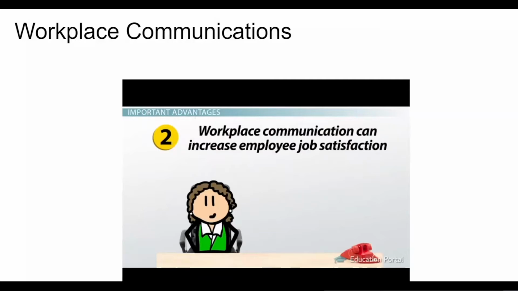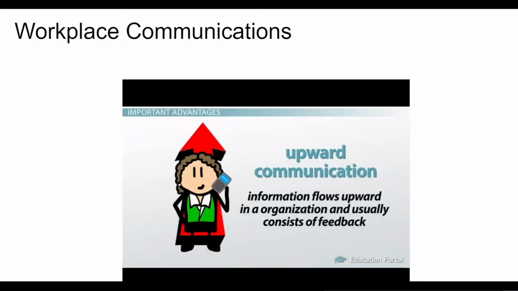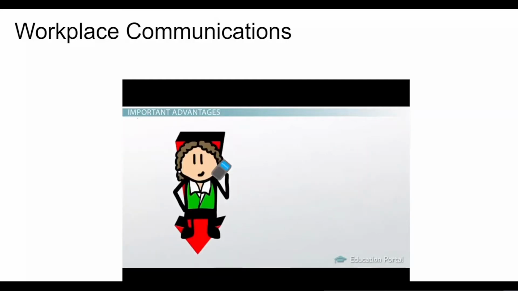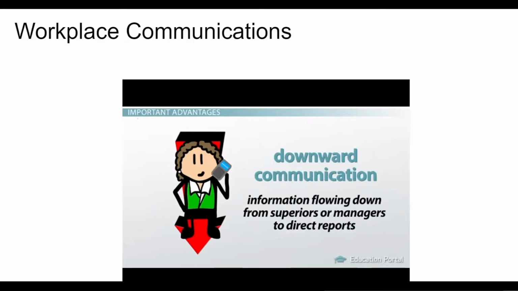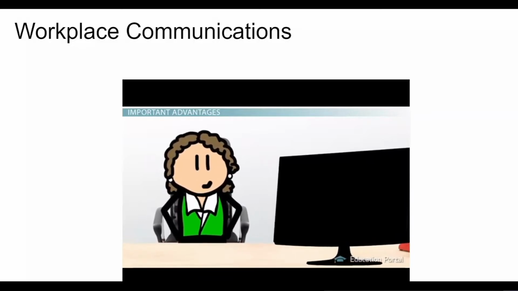Number 2, workplace communication can increase employee job satisfaction. Employees feel empowered if they're able to have upward communication. This type of communication is when information flows upward in an organization and usually consists of feedback. If bosses or managers are able to listen to employees and respond, this leads to an increase in employee job satisfaction. In addition, employees are also happy if there is intense downward communication, which is information flowing down from superiors or managers to direct reports. Gertrude recently sent an email to her boss recommending that her department upgrade its design software.